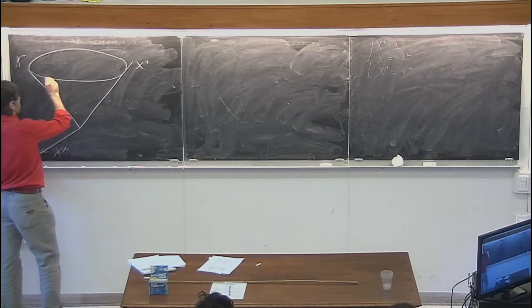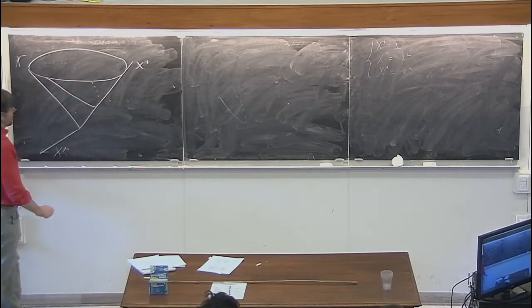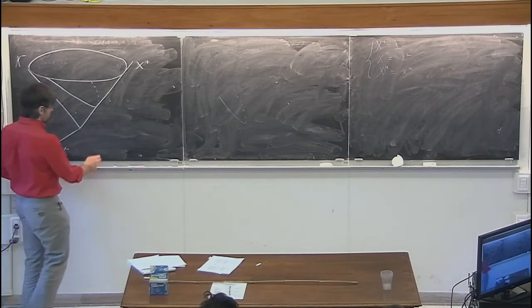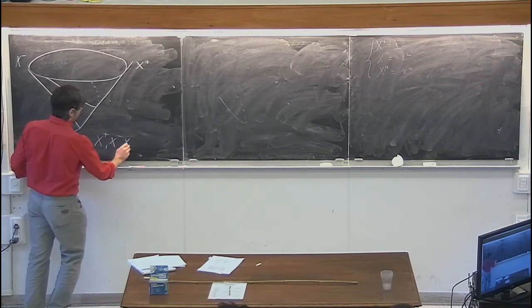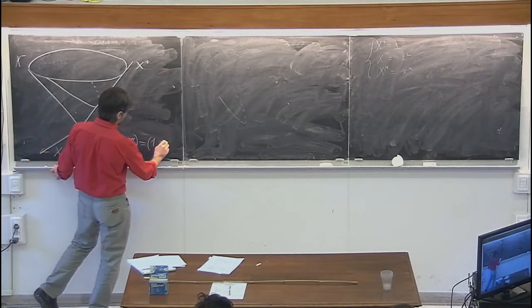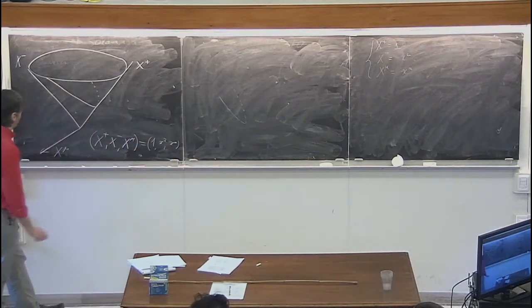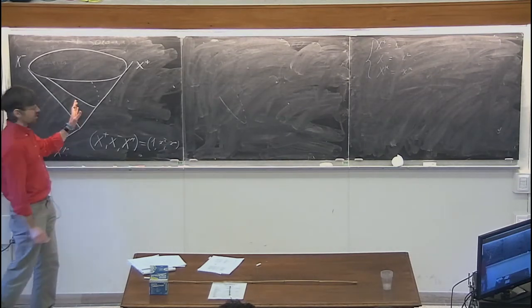In this cone, I have a section which I identify with my Euclidean space. And this section is given by the equations x plus, x minus, x mu is equal to 1, x squared, x mu. Now I want to define a conformal transformation on this space.